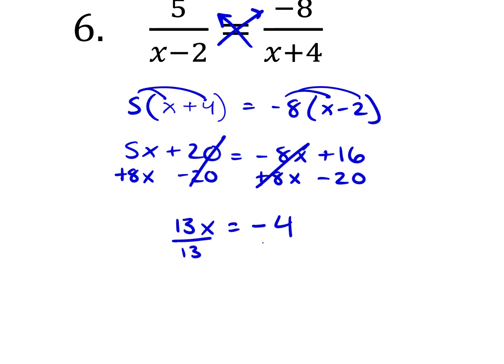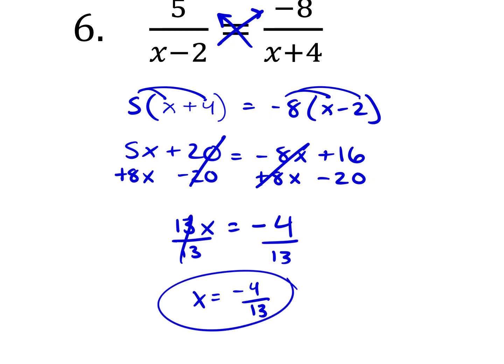Divide by 13. So x equals negative 4 over 13. Can we simplify this fraction? No, so we just leave it like this. You still want to check your work here, but you just have to lightly plug it into the denominators to make sure it doesn't give you 0.